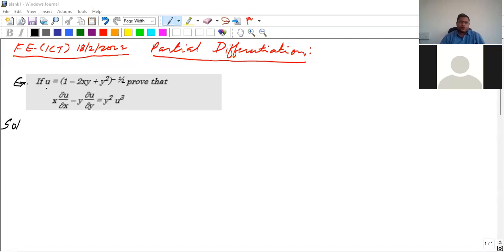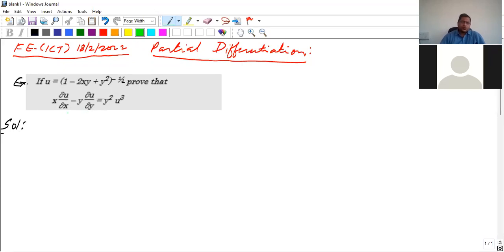So we have, if u is equal to (1 minus 2xy plus y square) raised to minus half, then we have to prove that x ∂u/∂x minus y ∂u/∂y is equal to y square u cube. Okay, that's what we want to prove. Now see what we have to do here exactly. So how to solve this problem?